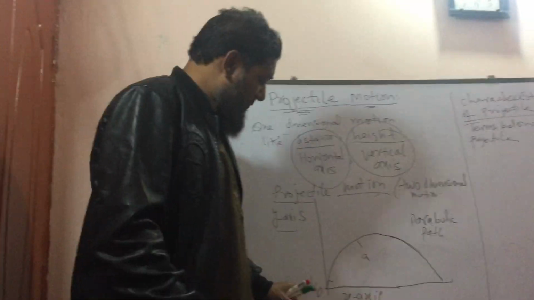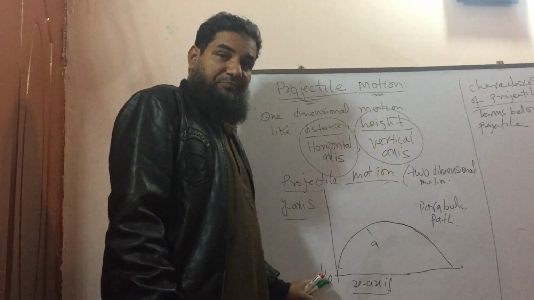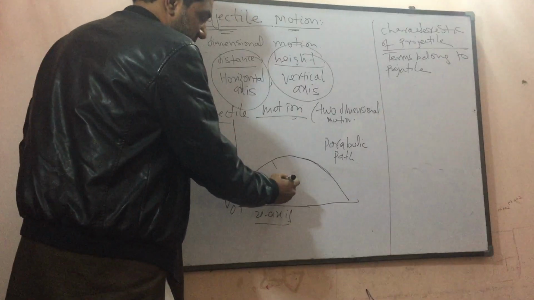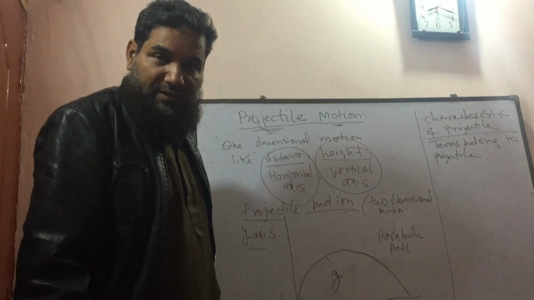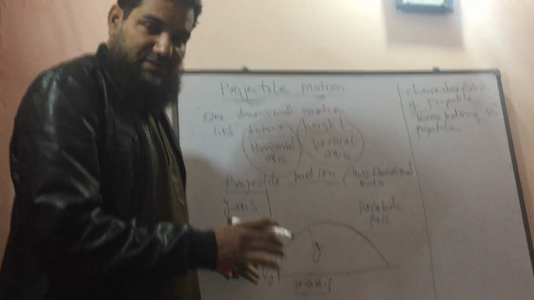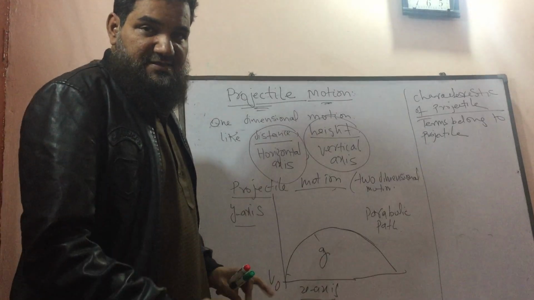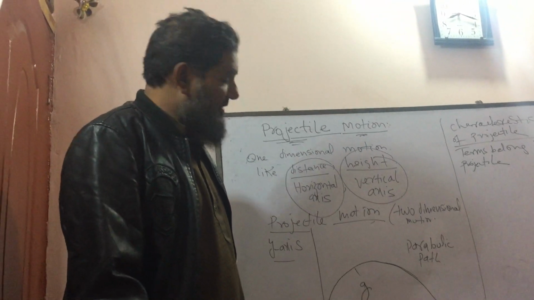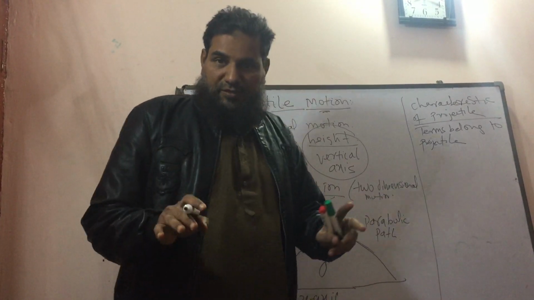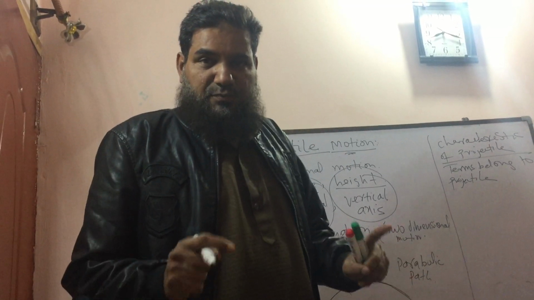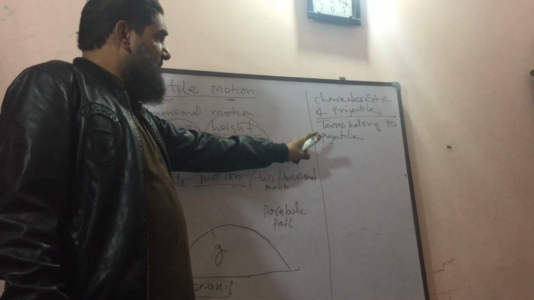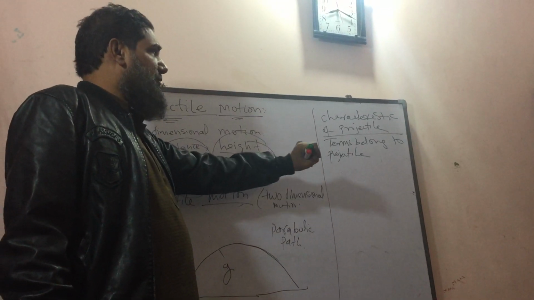The object starts movement with initial velocity v0, and acceleration due to gravity is involved in the movement. Under the influence of acceleration due to gravity, an object covering both x and y distances, horizontal and vertical distances, this movement is known as projectile motion or two-dimensional motion. Now, understood? Clear? What is projectile movement? After this we will study terms belonging to projectile movement.